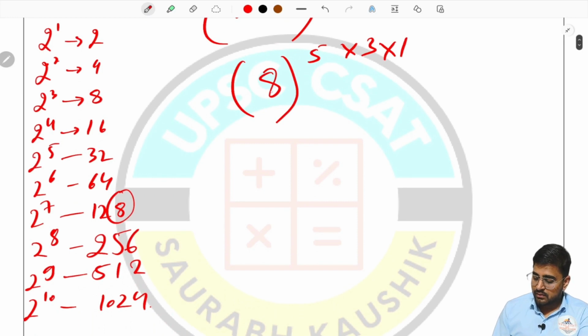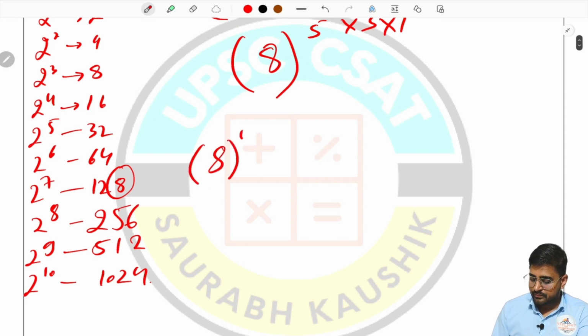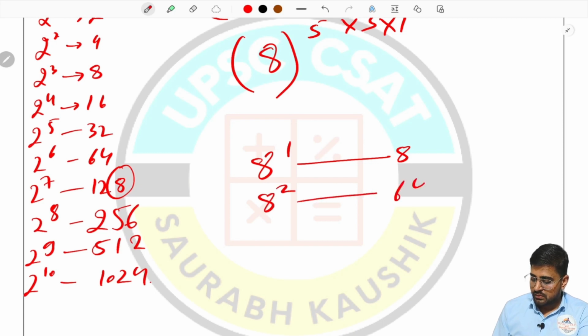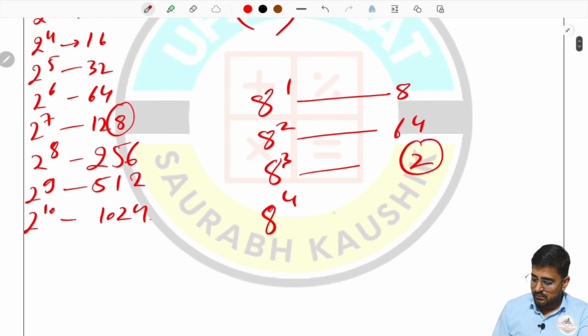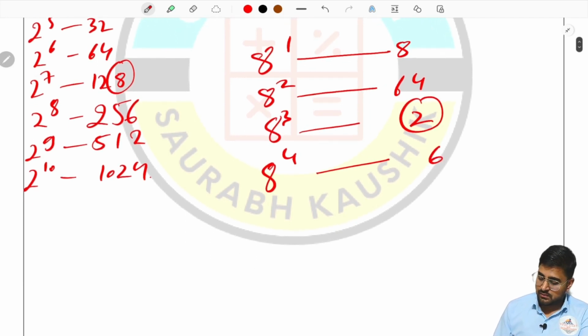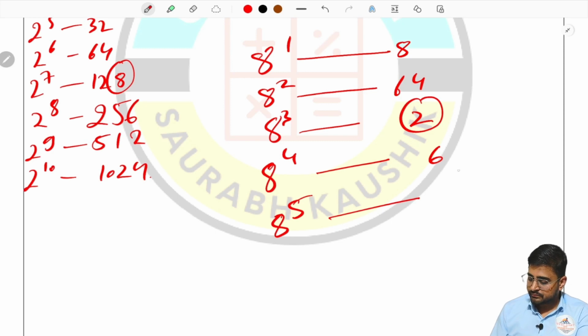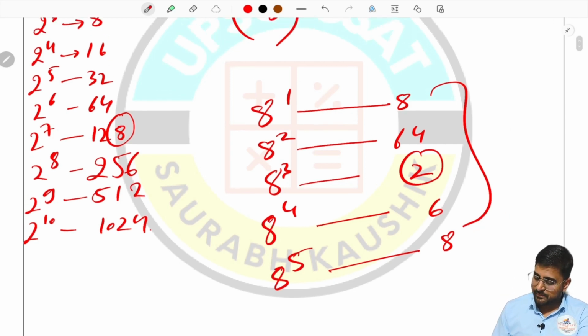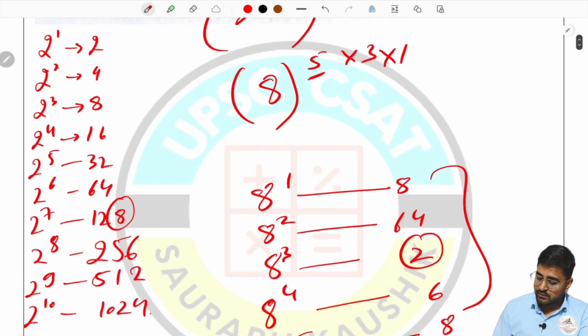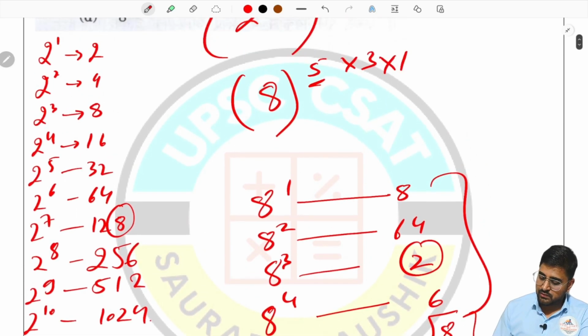Now again it's 8 to the power 5. Now 8 times 8 is 64. Last digit should be 4 only. And again 8. So the cycle of 4 will be going on. Okay, so they want the 5. We have the 5. It is 8 only.